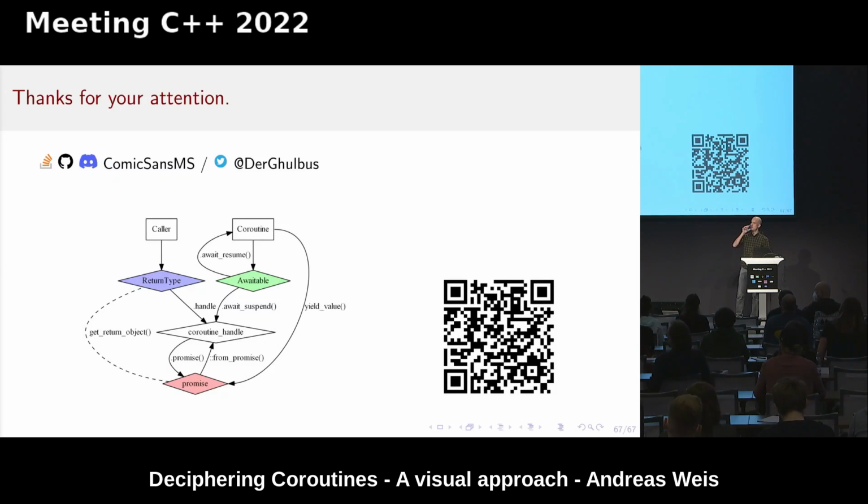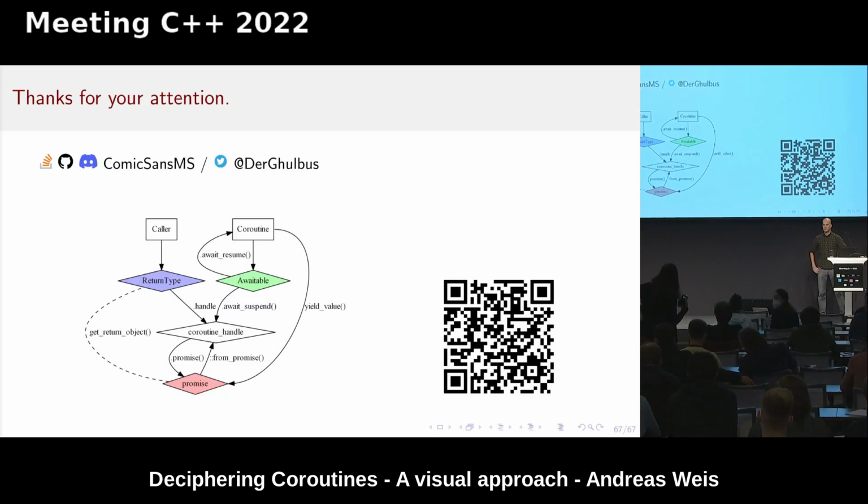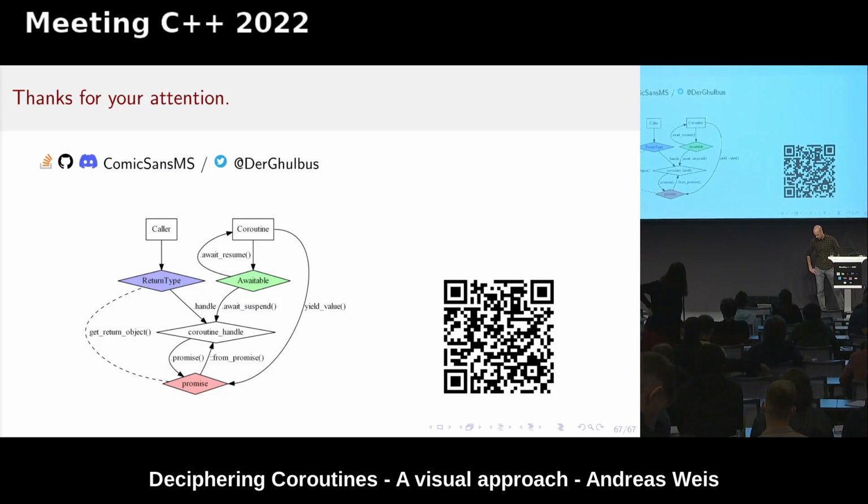Hannah, please. Okay, yeah. I have a question. Is there a way to provide an allocator to a coroutine? So it will be constructed on the allocator? Right.